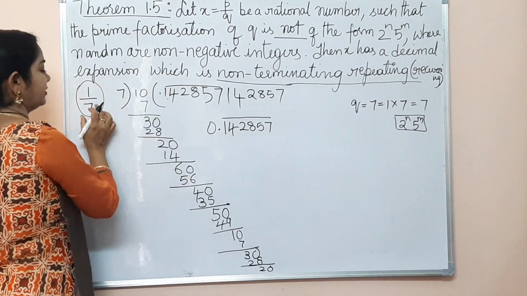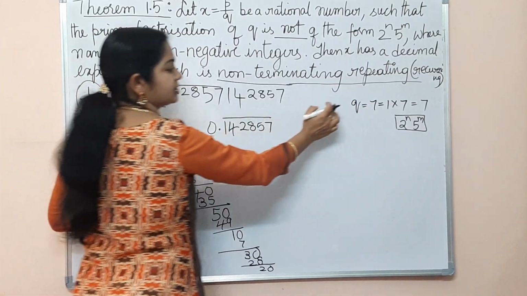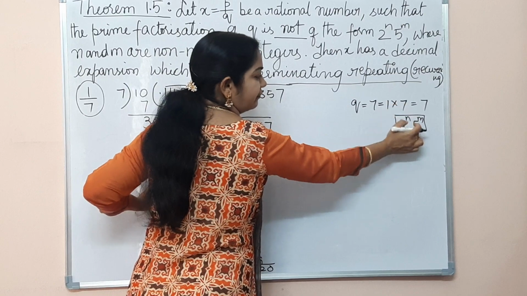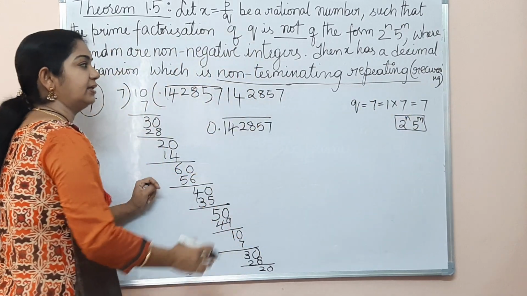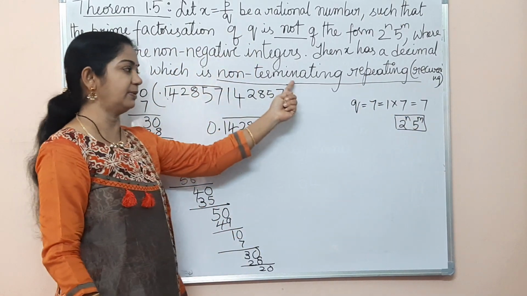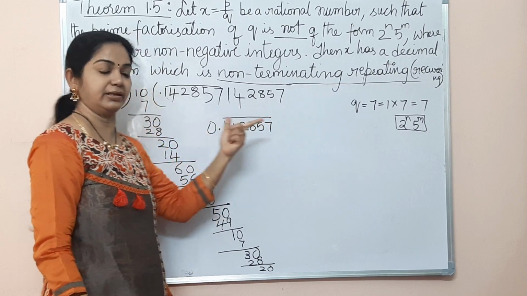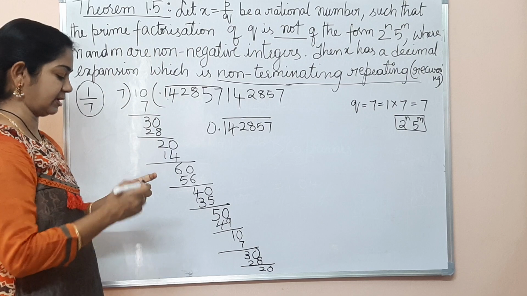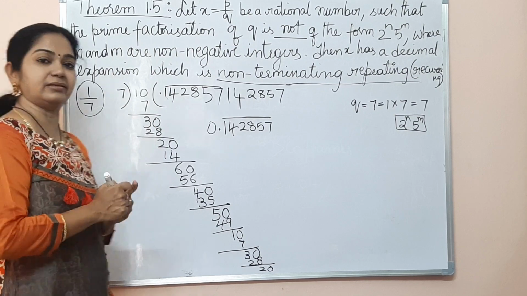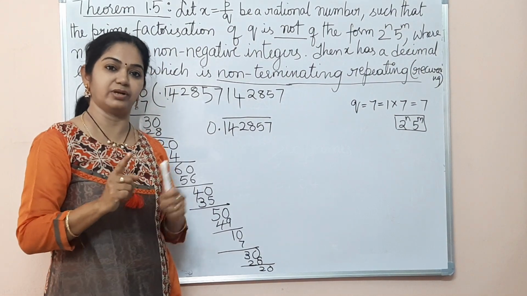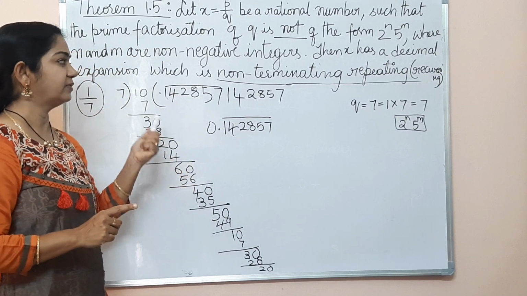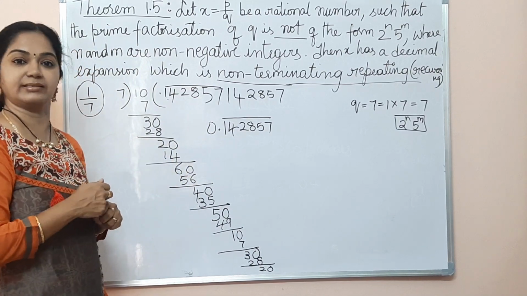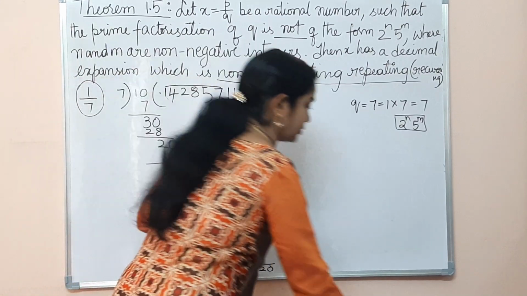And directly, if we see the q value, it is not in the form of 2 to the power of n and 5 to the power of m. So surely that decimal expansion will be a non-terminating, repeating decimal. This is one example for you to understand. Using these theorems 1.3, 1.4 and 1.5, we will be solving the exercise problems. I'll do the exercise problems.